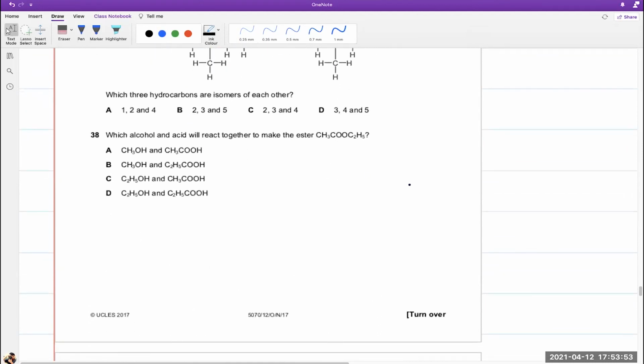Which alcohol and acid will react together to make this ester? अब ester के लिए आपने ये ध्यान में रखना है कि the side with the O is coming from the alcohol and the side with the CO is coming from the acid. So acid कौन सा होगा? CH3COOH. और अल्कोहल कौन सा होगा? C2H5OH. Ethanol, ethanoic acid. Those are the ones responsible for this ester, and it is ethyl ethanoate. So आपके पास C आंसर होता है इसका.